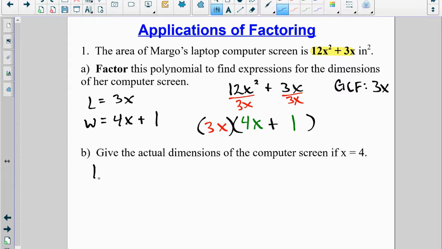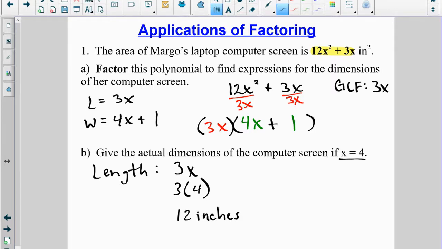So if one of my lengths was 3x and x equals 4, 3 times 4 is 12. And my dimensions earlier were given in inches squared, so I would have a length of 12 inches. So I just take my polynomial and I substitute x equals 4.